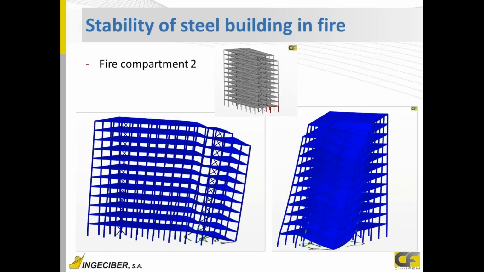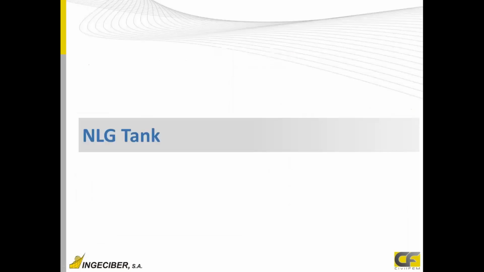So with this CivilFEM, we can also analyze the instability in a whole building when fire is happening in different compartments of the model, and design the model for fire to prevent collapse during a minimum time. So this is another application of CivilFEM coupled thermal structural analysis.